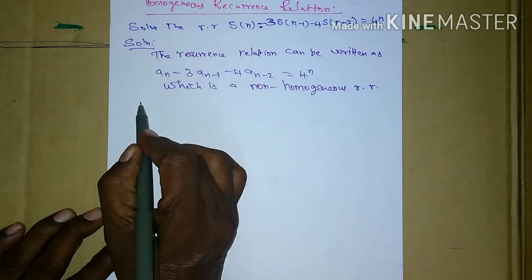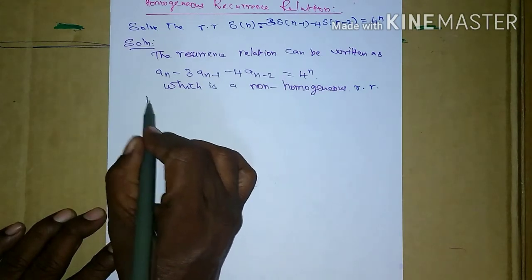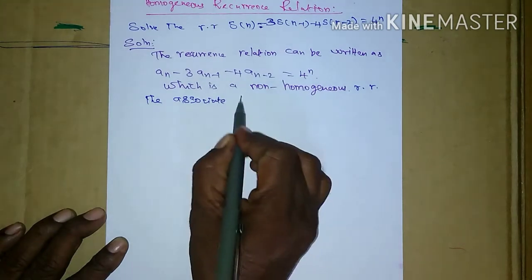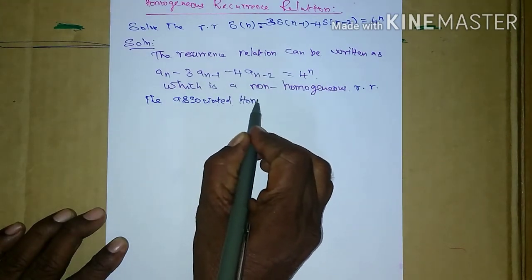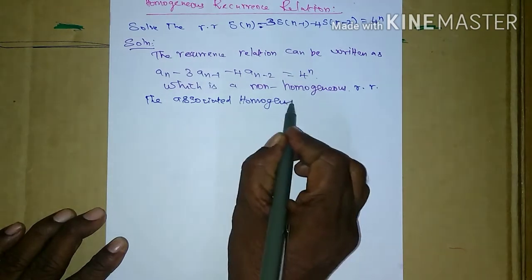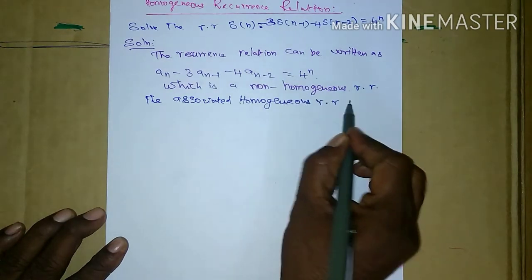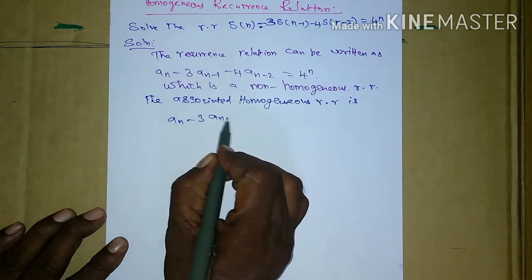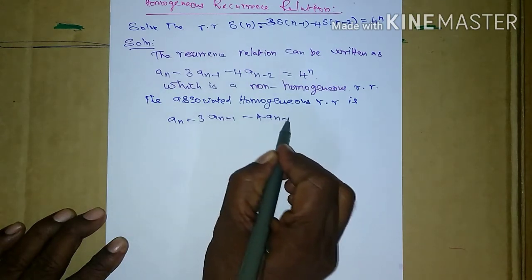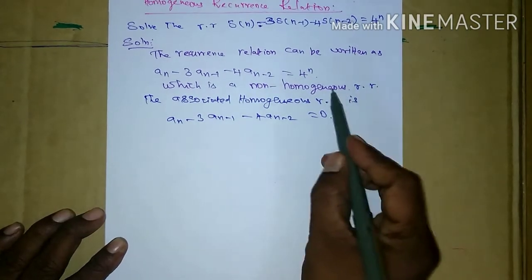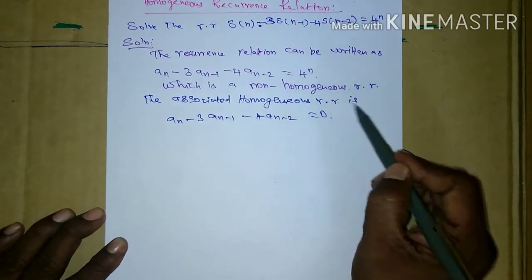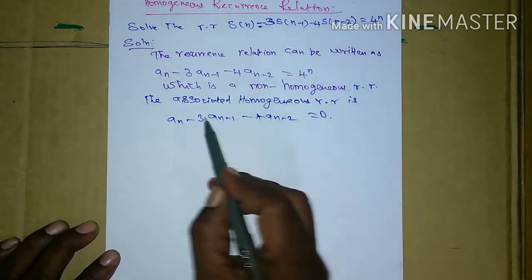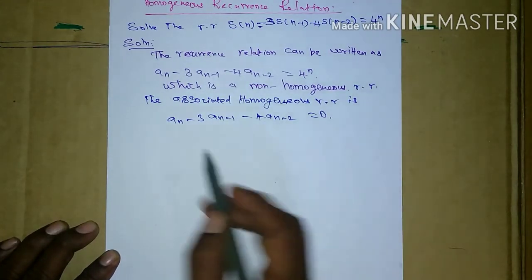Now, the associated homogeneous recurrence relation is an minus 3 an minus 1 minus 4 an minus 2 is equal to 0. We are omitting the right hand side. When we put the right hand side equal to 0, it is the associated homogeneous recurrence relation.